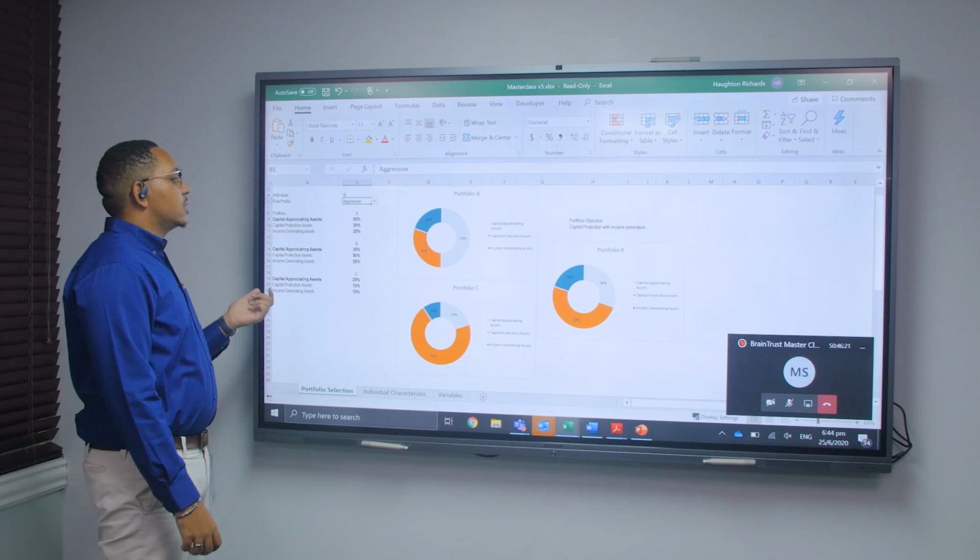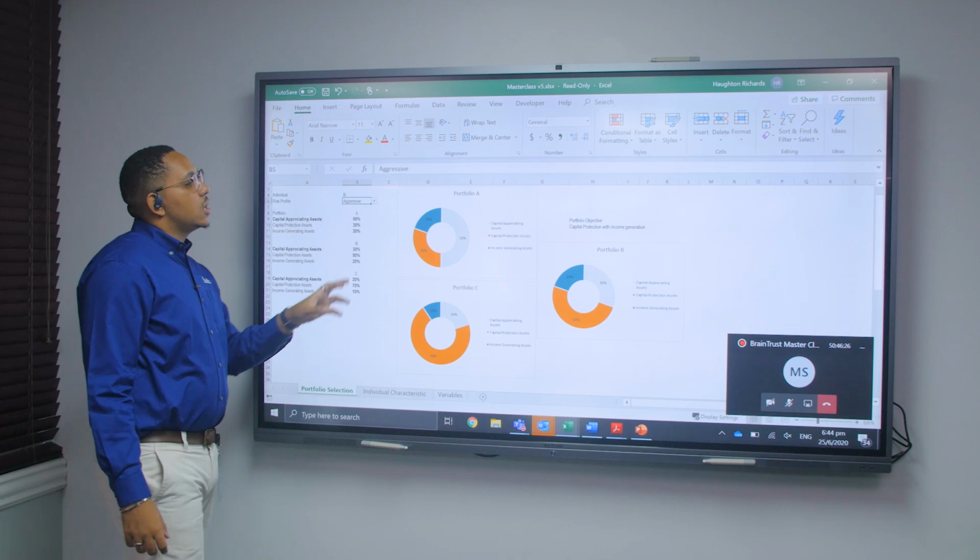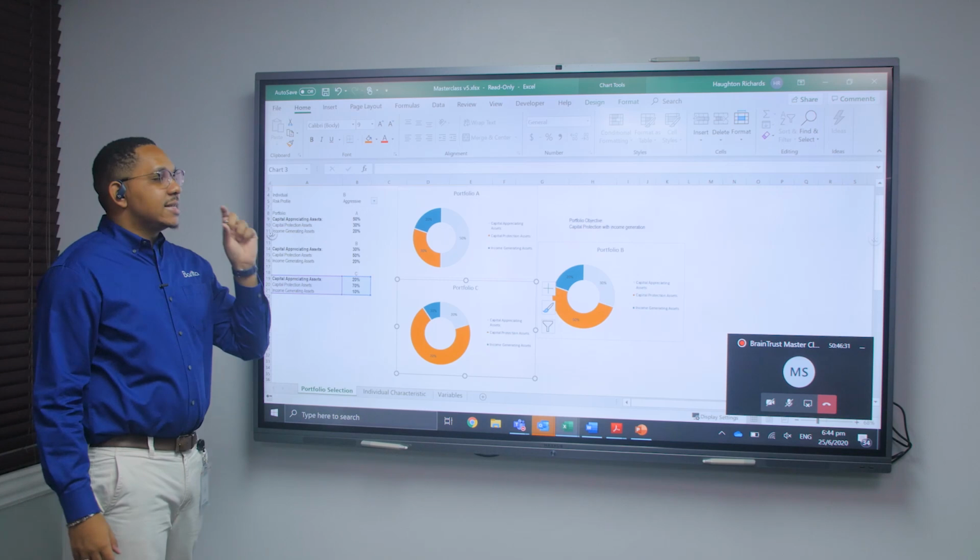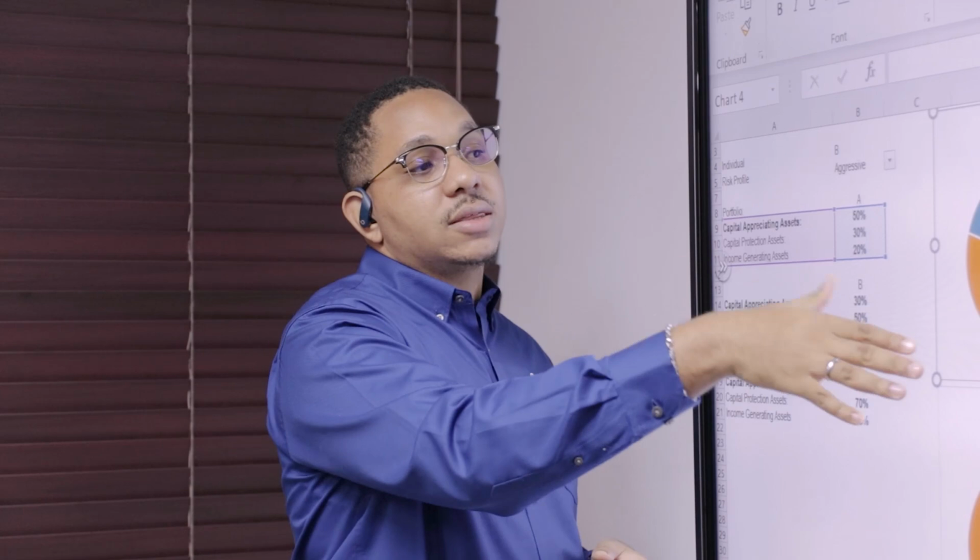Okay, that's a good question. Monique was asking, if we're on this screen, which is aggressive based on risk profile, are we to assume that all these portfolios are aggressive? The answer is yes, because it's the type of asset that you purchase that makes a portfolio aggressive, not the asset class. So we're going to assume that we're buying very high risk, capital appreciating assets, high risk, capital protection assets, which sounds counterintuitive, but there's such a thing, and then high risk, income generating assets.